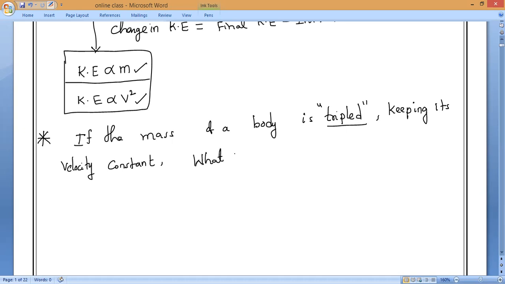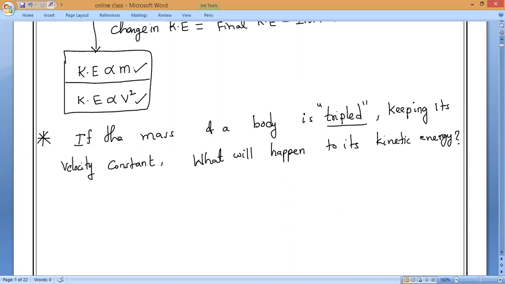If the mass of the body is tripled, keeping its velocity constant, what will happen to its kinetic energy? Can anybody tell me? Without solving, I want. Yes, Abhirami? Kinetic energy will become 3 times. No, because kinetic energy is directly proportional to whom?